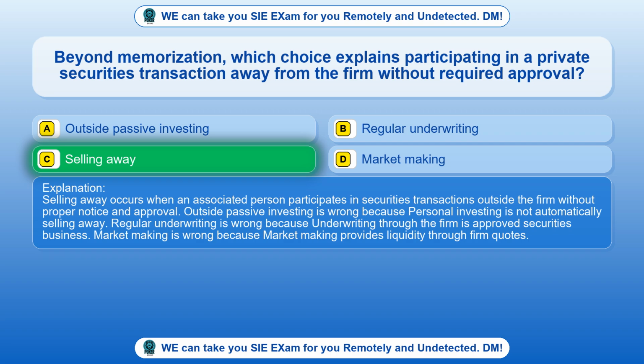Outside passive investing is wrong because personal investing is not automatically selling away. Regular underwriting is wrong because underwriting through the firm is approved securities business. Market making is wrong because market making provides liquidity through firm quotes.